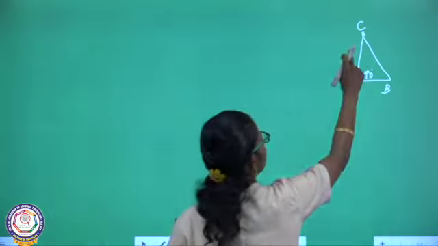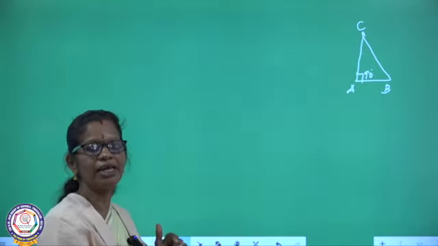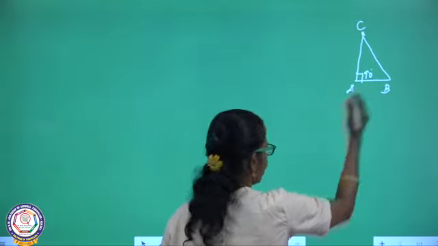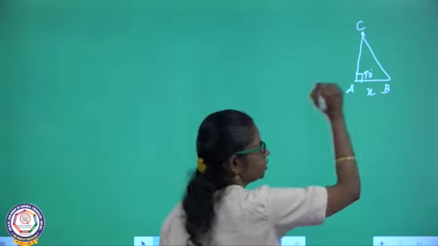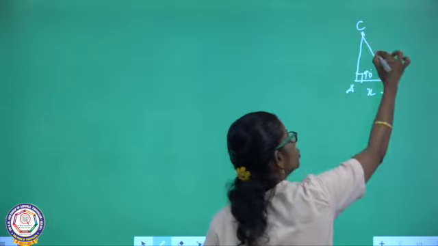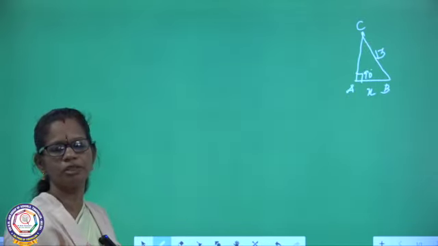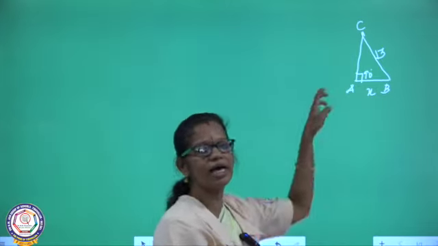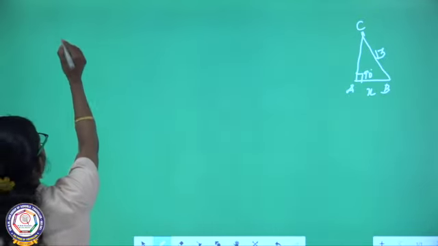So, 7 centimeter less than base. Base I am going to consider as x. Then the hypotenuse is given as 13 centimeter. I want to know what is the altitude.